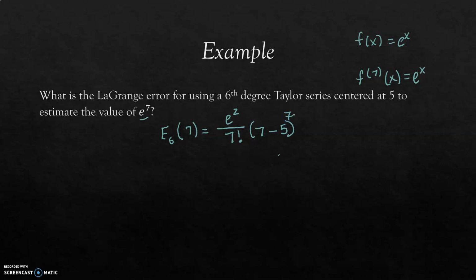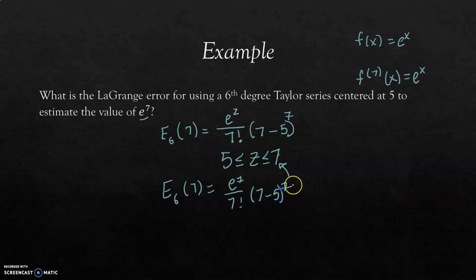All right, now we want e to the z to be as big as possible. And z is going to be between 5 and 7. 5 is where we're centered, 7 is where we're evaluating, so z has to be between 5 and 7. Well, since e to the x is increasing, the largest value e to the z could have would be if z is equal to 7. E to the 5th is smaller than e to the 7th. So my error for a 6th degree Taylor polynomial is going to be e to the 7th over 7 factorial times 7 minus 5 to the 7th power.